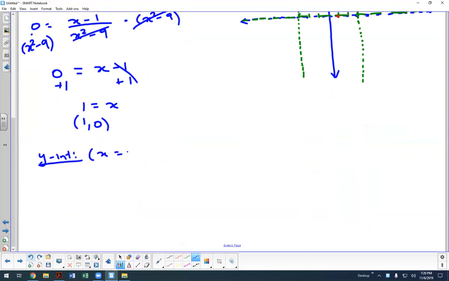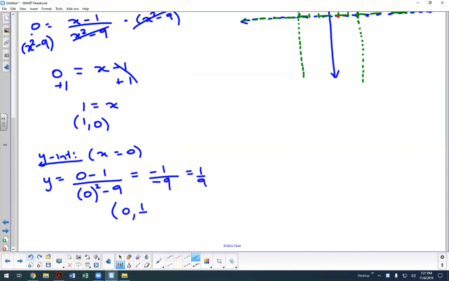Y-intercept means making our x value 0, so that would be y equals 0 minus 1 over 0 squared minus 9. So what does that y-intercept come out to be? 1 over 9. Yeah, because 0 minus 1 gives you negative 1, 0 minus 9 gives you negative 9, two negatives become a positive, and we've got 0, 1/9.